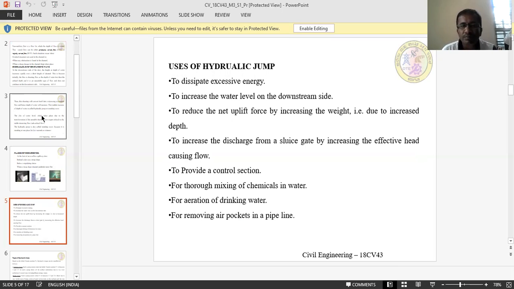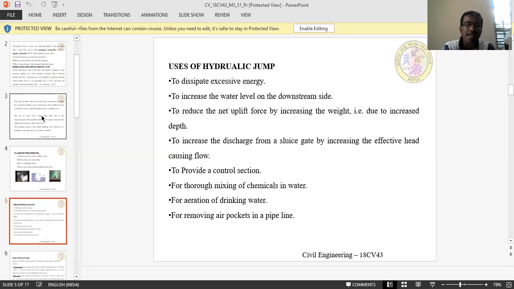Uses of hydraulic jump. There are so many uses related to the hydraulic jump in the civil engineering field. Some of the applications of the hydraulic jump are: it is used to dissipate excessive energy, and so it is also called an energy dissipator. Some amount of energy is lost, usually termed as HL, loss of energy. Once the hydraulic jump occurs, automatically some amount of energy loss occurs. That's why it is also termed as an energy dissipator.